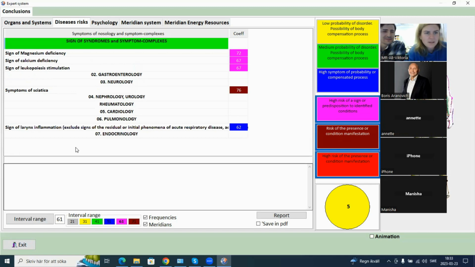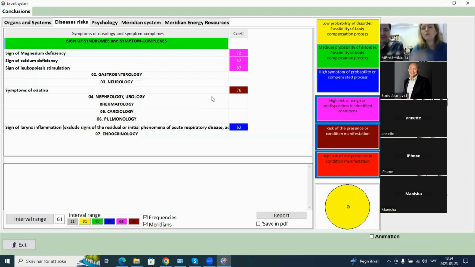But anyway, sciatica is a back problem. Okay. You have back problem. So here you see these problems that are taking energy from your body right now, as Monicor is measuring just right now what's happening in your body.